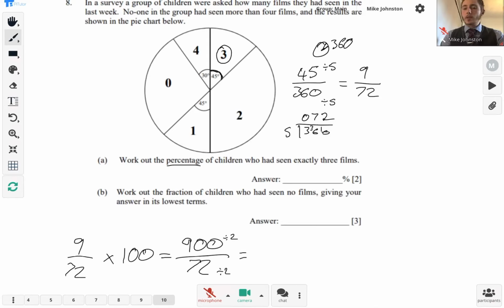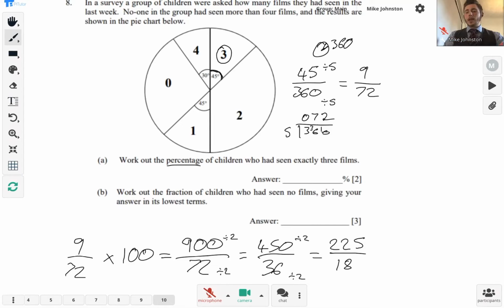So 900 divided by 2 is 450. 72 divided by 2 is 36. So still even numbers, so let's do the same thing again. Divide by 2. 450 divided by 2 is 225. 36 divided by 2 is 18. Now we might think, well, we could maybe divide that. Dividing by 18 isn't too bad, but I highly doubt many people have the 18 times table just on the top of their head.